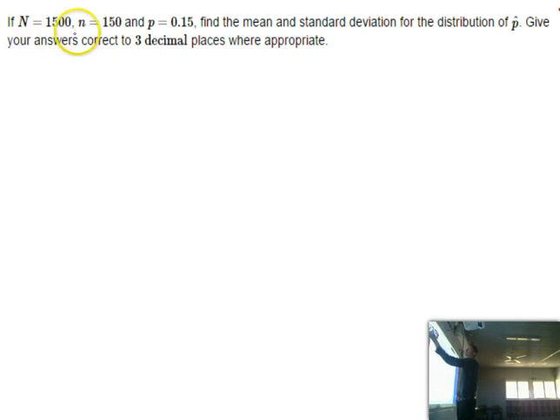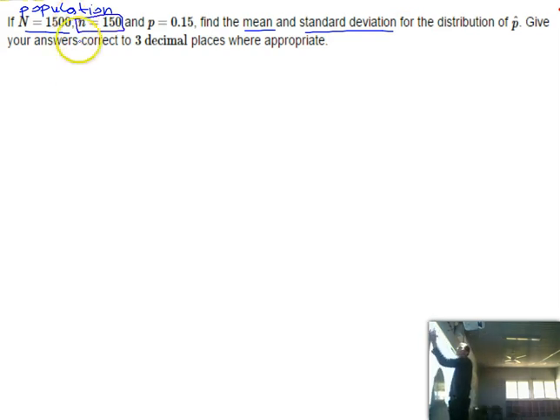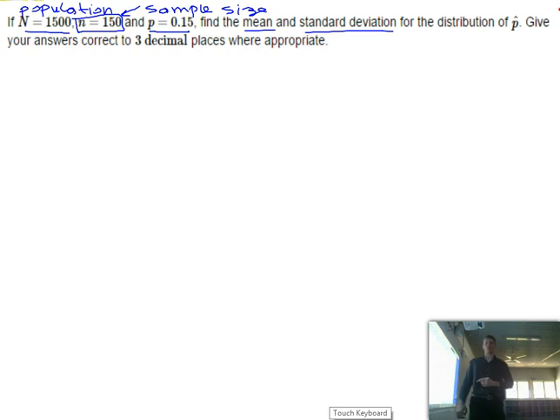So we've got capital N equals 1,500. That's the population. The population isn't needed in working out our mean or our standard deviation. So we have to be ready to pick up the fact that we only need small n, which is our sample size. And we've got our population proportion parameter of 0.15. So let's find the mean and standard deviation for the distribution of a sample proportion, p hat.